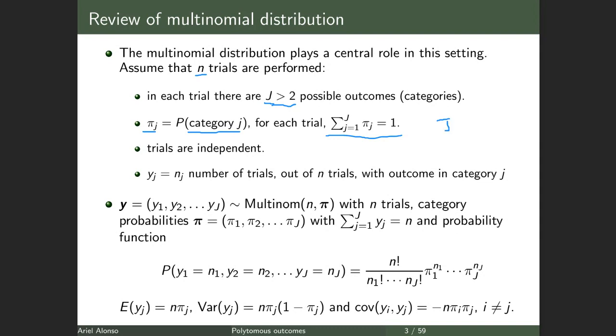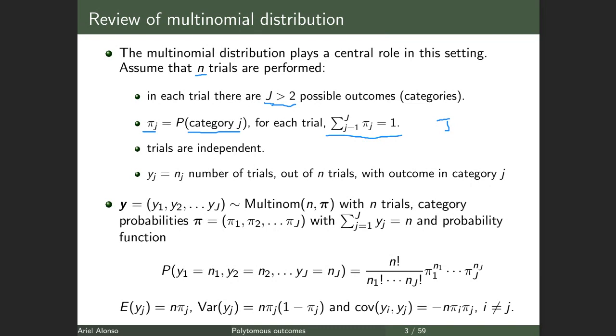So I'm using here a small letter j and then the capital letter J. The capital letter J denotes the total number of possible outcomes. So these probabilities are going to sum up to 1 because in each trial you are going to get 1 or 2 or J category. One of these is going to happen.